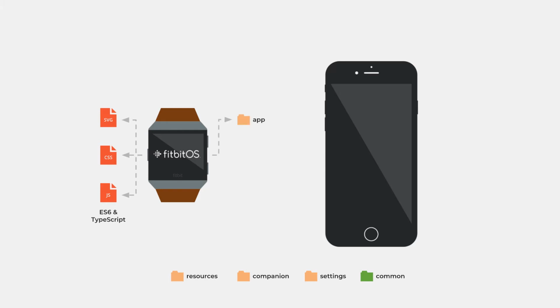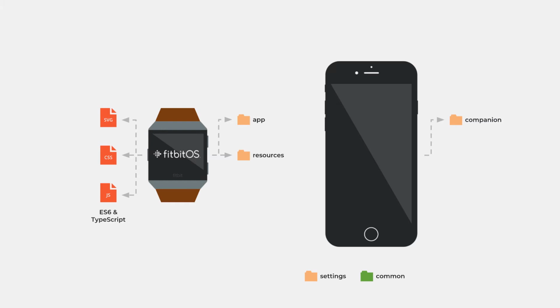The app folder lives on the watch and contains all the application logic that runs on the device. The Resources folder also lives on the watch and contains the SVG, images, and CSS. The Companion folder runs on the smartphone. Code in this folder has access to the Companion API, which is capable of doing things like making direct requests to the internet and communicating directly with the Ionic.